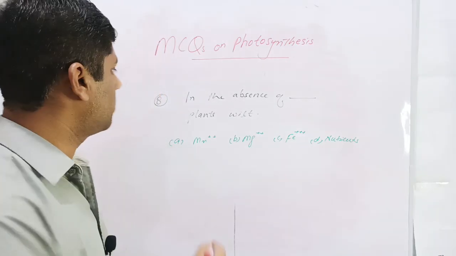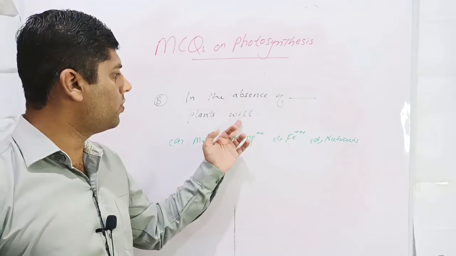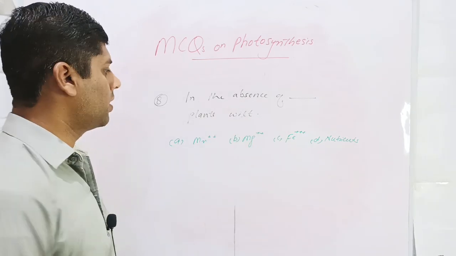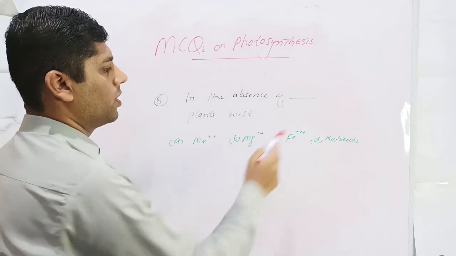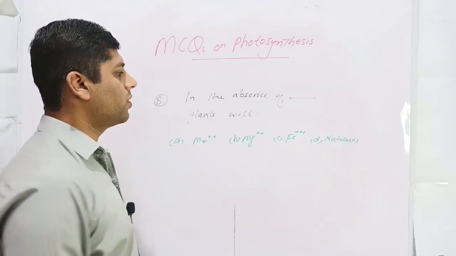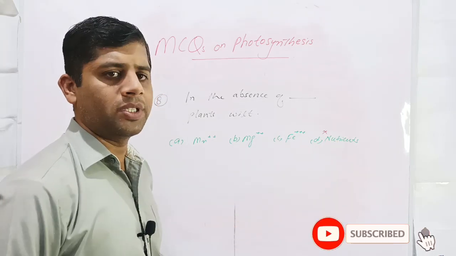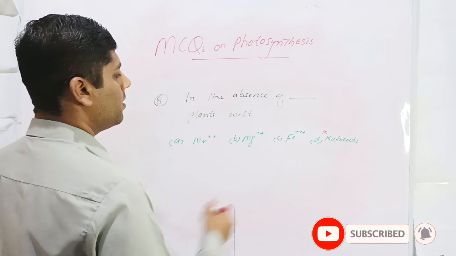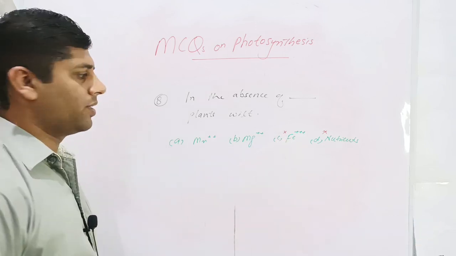Next question is: in the absence of dash, plants wilt. Plants wilt means death of the plants. Given options are manganese, magnesium, iron and nutrients. We know that plants prepare their own food and do not need the external environment nutrients. So this option is excluded. Then iron is a micronutrient and it is not vital for the life of the plants.